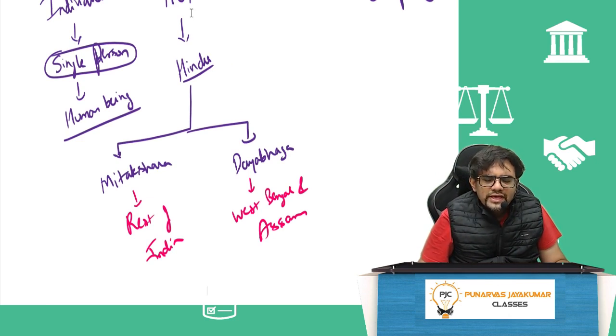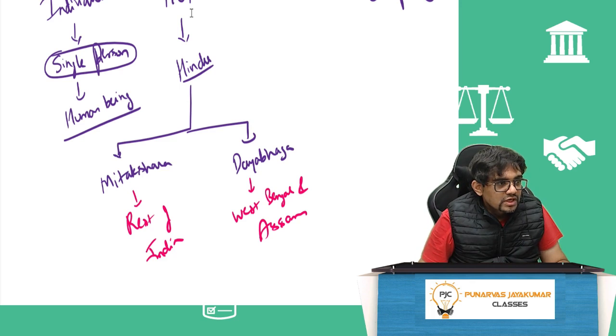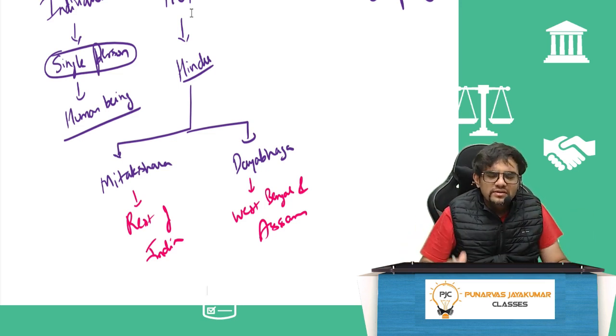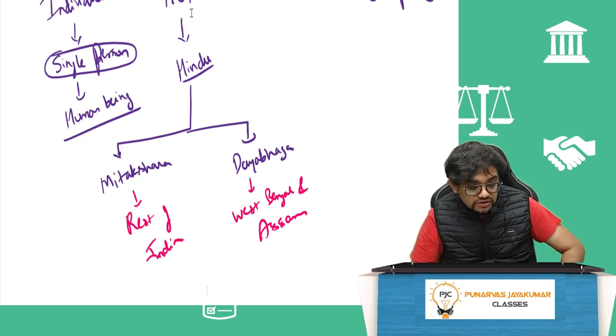Now, can females also be members? Yes. Can females be coparceners? Yes. Can a female be the Karta also? Yes. Around 10 years ago, there was a very landmark judgment by the Supreme Court where they said that when there was no male heir, the female, the lady of the house, took over the Kartaship. She became the Karta of the Hindu undivided family. It is possible.